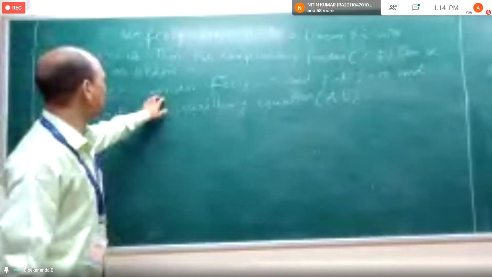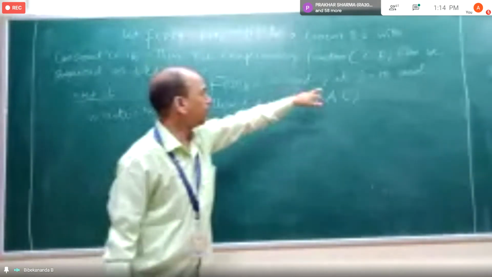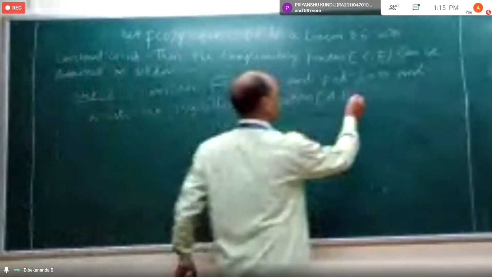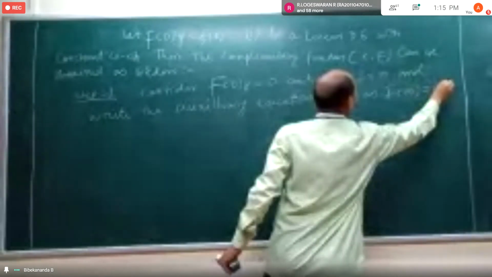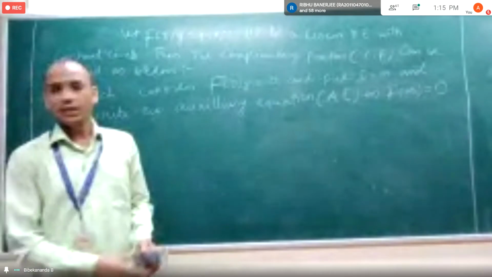So what you do? You consider f(D) y equal to 0, and then wherever D is there, you put m. Of course, theory is there, but I am not going to give you the theory. How to solve the problem? Only the technique I am giving. So put D equal to m and write the auxiliary equation as f(m) equal to 0.